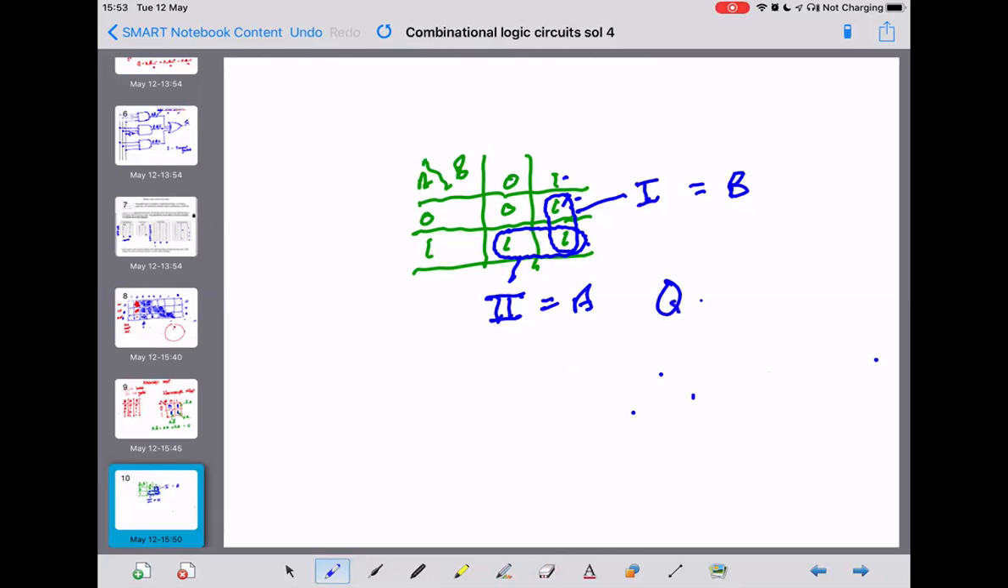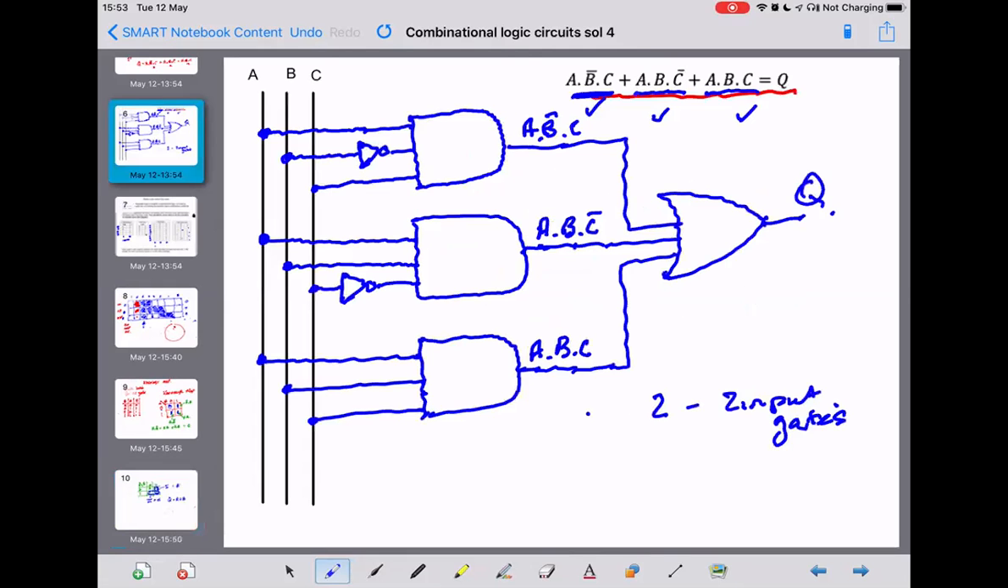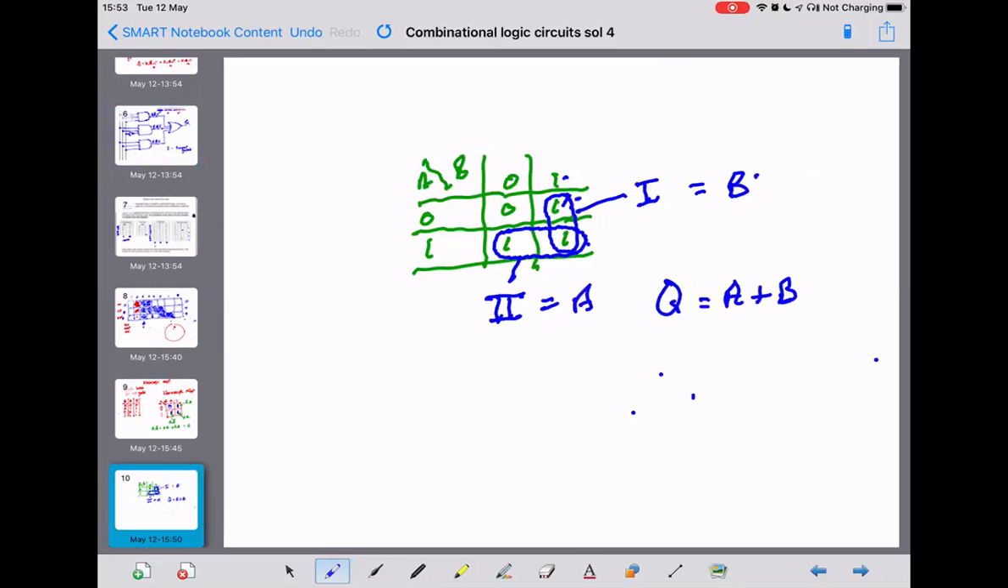Therefore, Q, the full expression, is these two ORed together, I OR B, the OR gate we started with in the first place. That's a very simple example, but the power will become more obvious when we look at our three-input problem that we were working on earlier, because that will help to simplify that circuit down considerably. Okay? So that's our first look at Karnaugh maps.